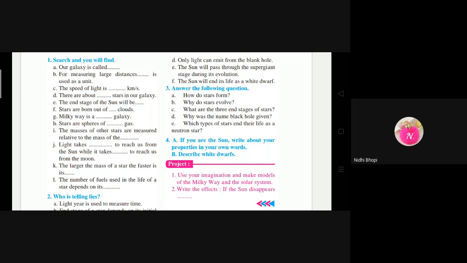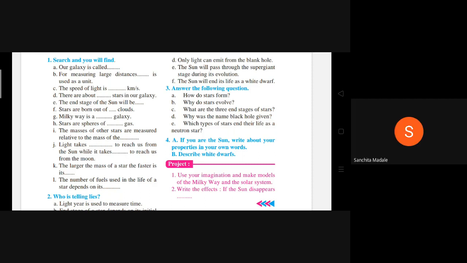Stars are born out of interstellar clouds. Milky Way is a spiral galaxy. Stars are spheres of hot gas. The masses of other stars are measured relative to the mass of the Sun.